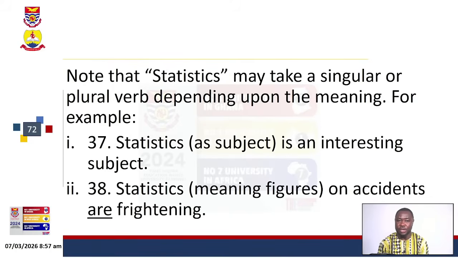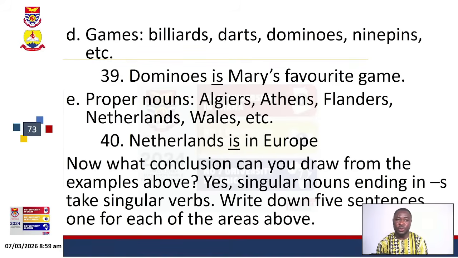This one is also in plural. It is written in capital letter because it begins the sentence. Sometimes it will be in the middle or at the end of the sentence. But understand that in 37, statistics is a subject, and so it takes a singular verb. In 38, statistics means figures, so it will take a plural verb. Okay, good.